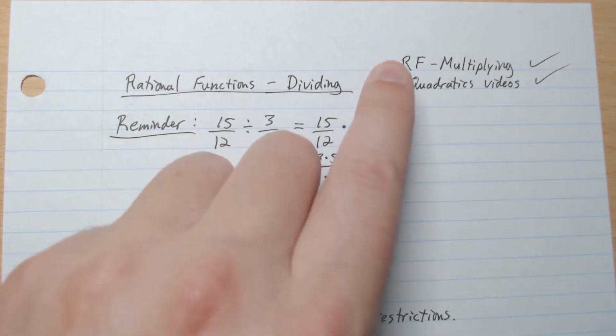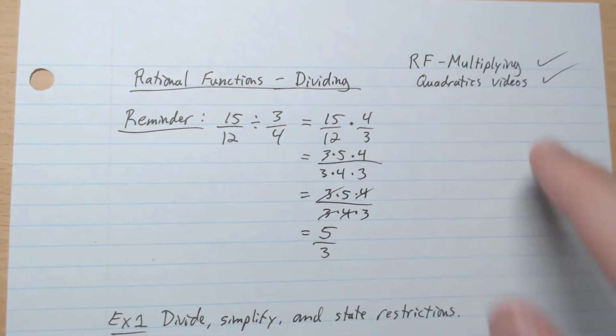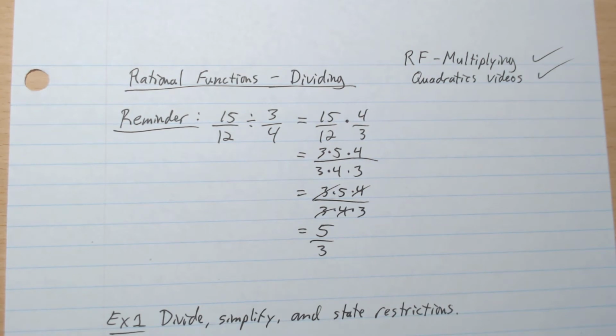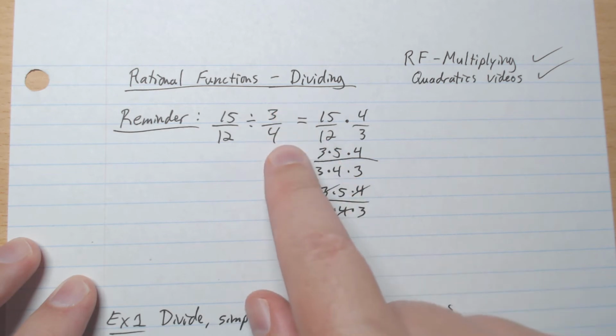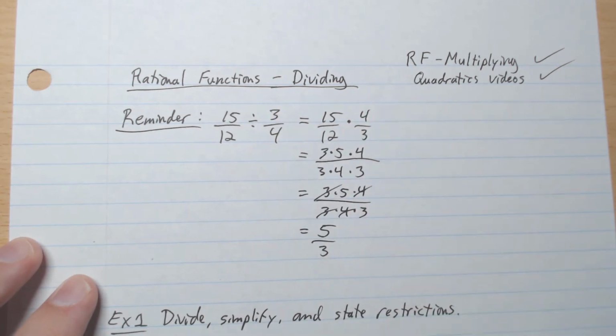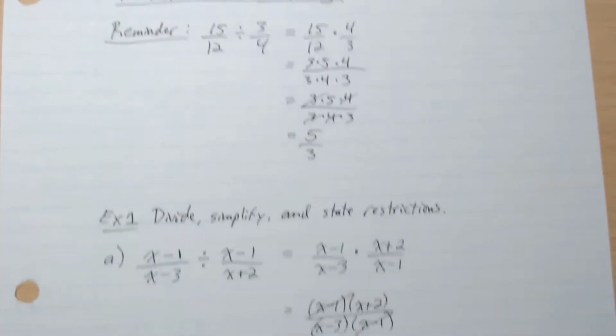If you've completed the previous videos, rational functions multiplying, and the quadratics videos, then today's lesson will be a lot easier for you. So a little reminder, 15 over 12 divided by 3/4, we go times the reciprocal, and then we can factor it out, and then we start canceling. 3 over 3, 4 over 4, what's left is 5 over 3, like that. So we're going to do the same thing with rational functions.